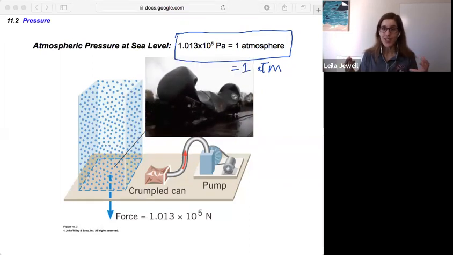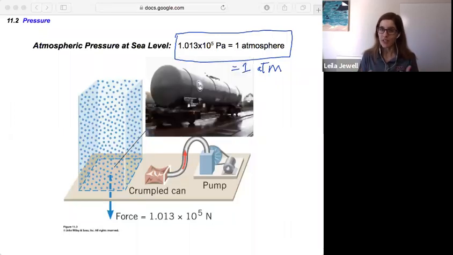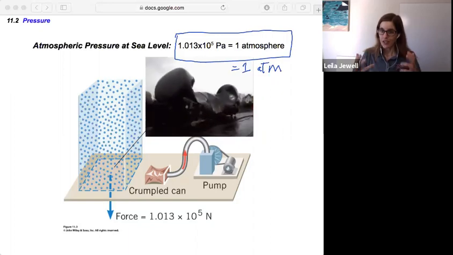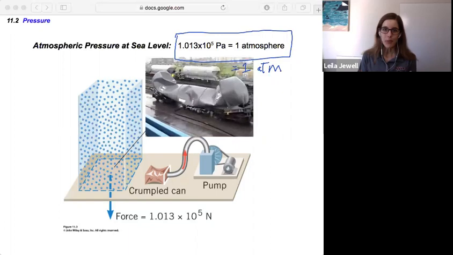So atmospheric pressure is really impressive. It can be a huge amount of force there. We just take it for granted every day. But you can know that you're getting through a huge amount of pressure around you.